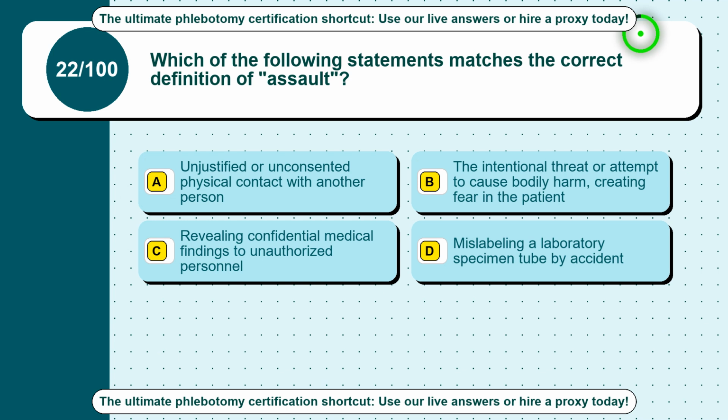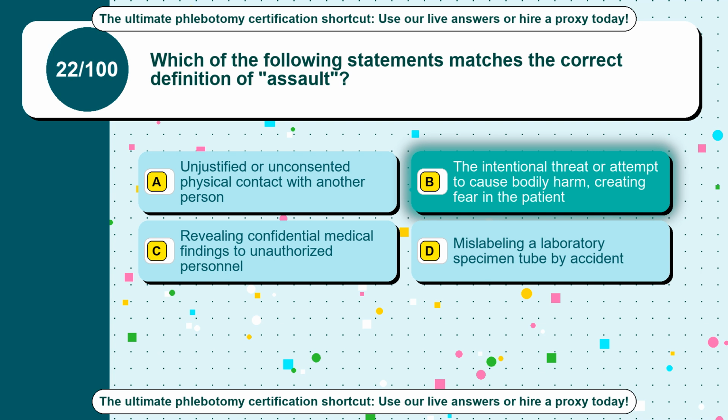Question 22. Which of the following statements matches the correct definition of assault? Option A. Unjustified or unconsented physical contact with another person. Option B. The intentional threat or attempt to cause bodily harm, creating fear in the patient. Option C. Revealing confidential medical findings to unauthorized personnel. Option D. Mislabeling a laboratory specimen tube by accident. The correct answer is option B.